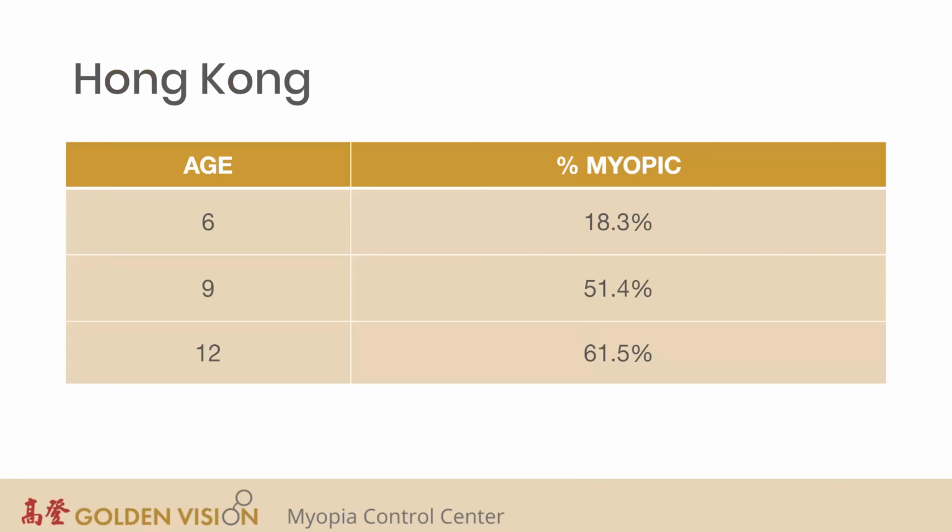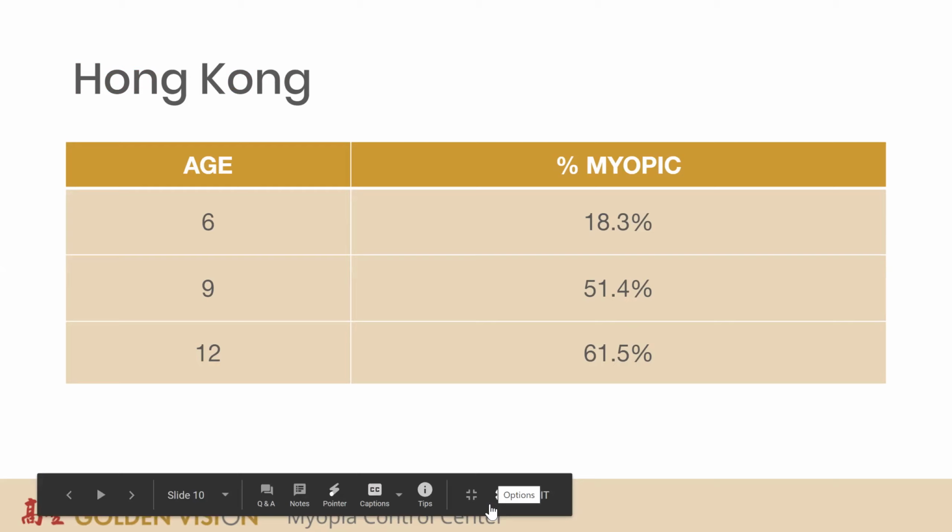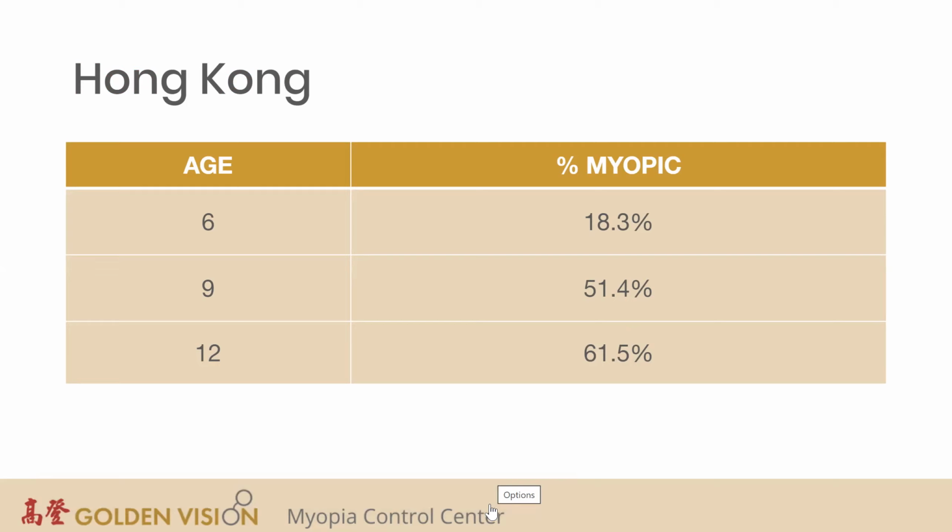In Hong Kong, a survey has shown that by 6 years old, about 20% of the population in Hong Kong, mostly Chinese, about 20% of that age is already myopic. So the eye grows really fast. By 6 years old, it's already longer than it should be. And by 12 years old, about 61% of the population is already myopic. So that's very alarming. More than 50% of the population by 12 years old is already myopic.